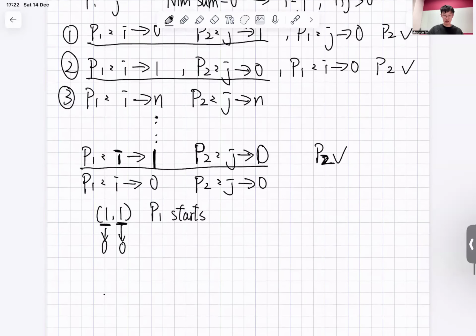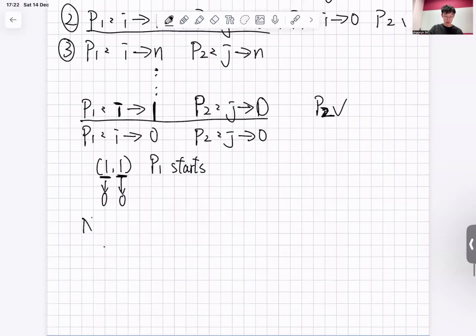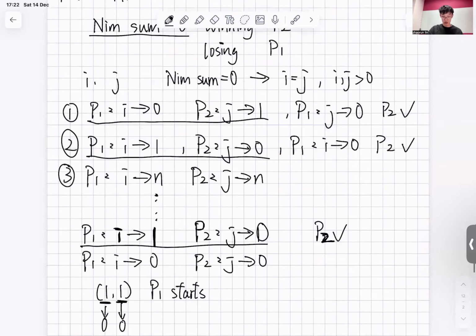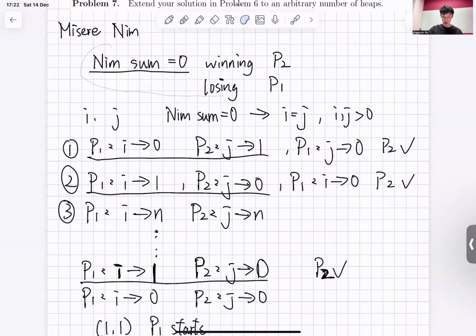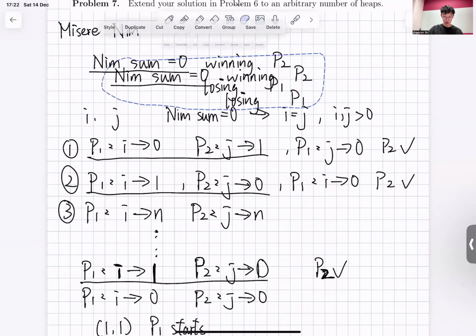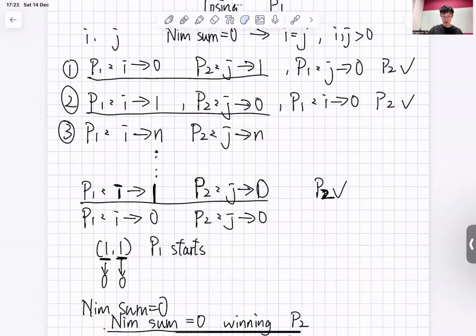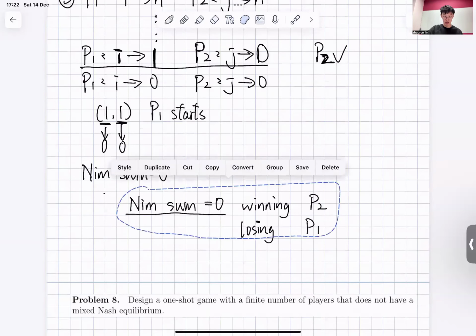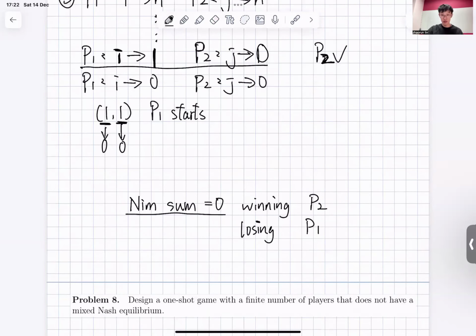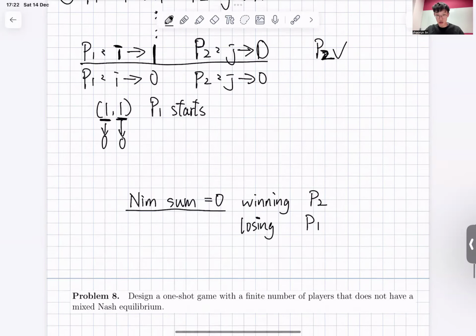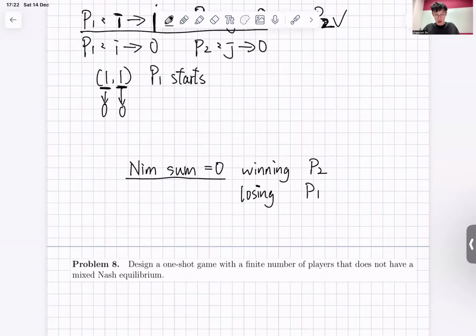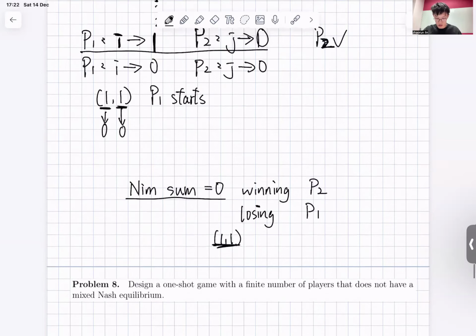We have this same conclusion as from the class: when the NIM sum is 0, it is a losing game state for player 1, except for 1-1. For 1-1, we also have a NIM sum of 0, but it is a winning state for player 1.